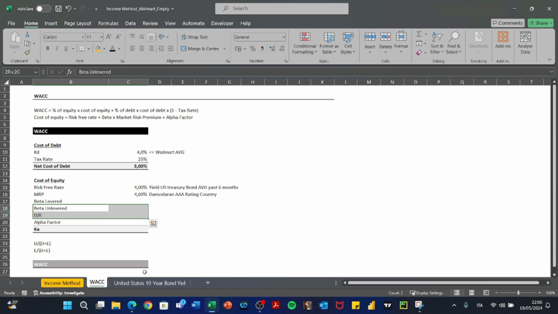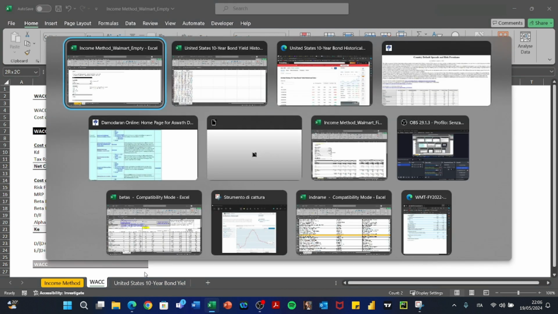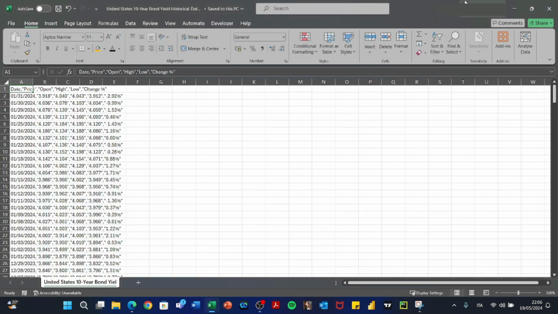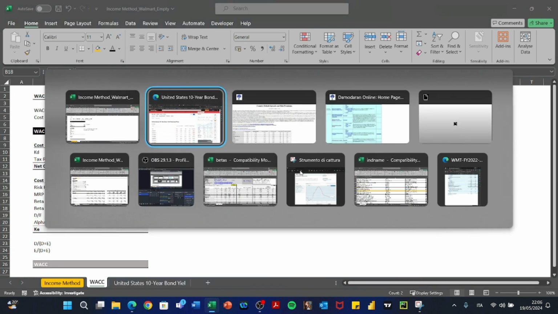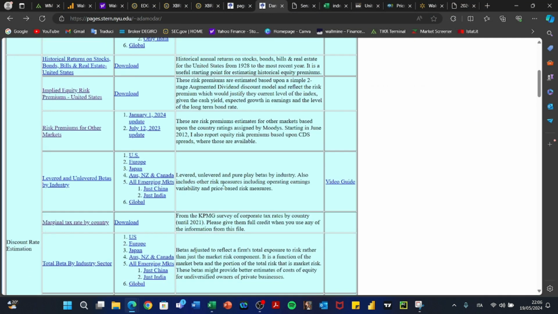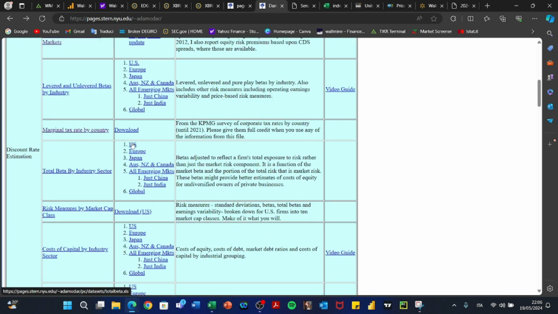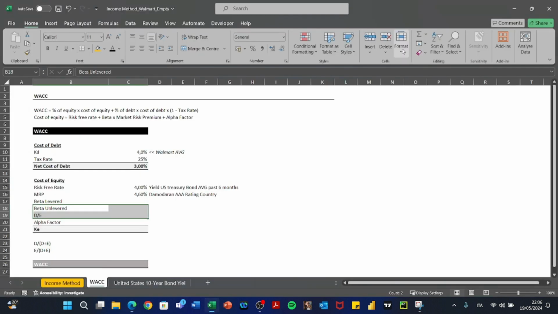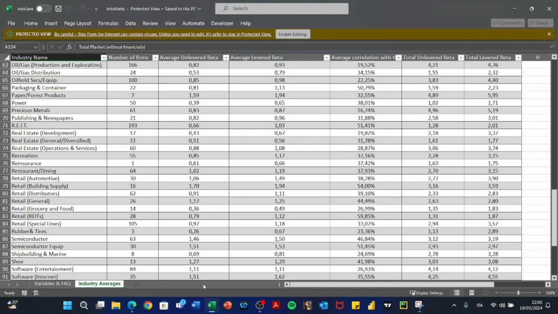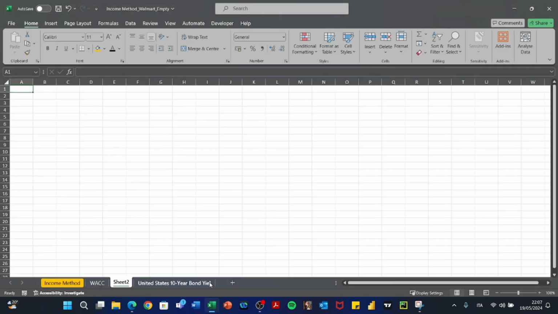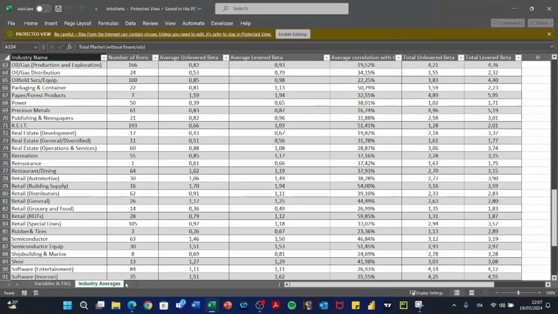About the beta and the equity, I want to look at the sector. I can cancel this. So let's go on Damodaran. Let's open the total beta by industry sector and let's look at the US. Let me create another tab. Beta and the equity, retail sector. Okay.